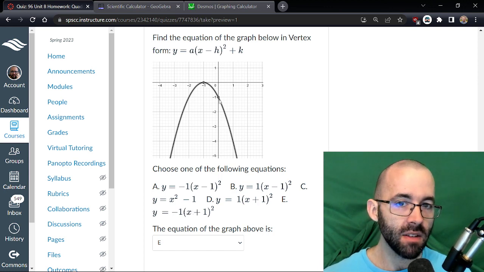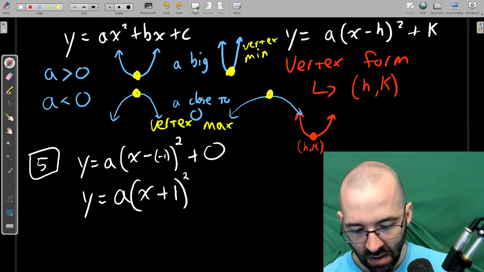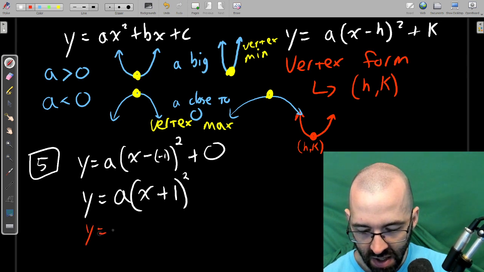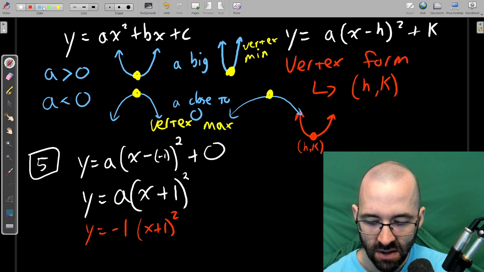So let's pick a point. Let's not pick the vertex because we kind of already used that point. Pick the y-intercept, that'll work. That's the point (0, -1). So again, we think that this answer should be y equals -1 times (x plus 1) squared. That's what we think the answer is.